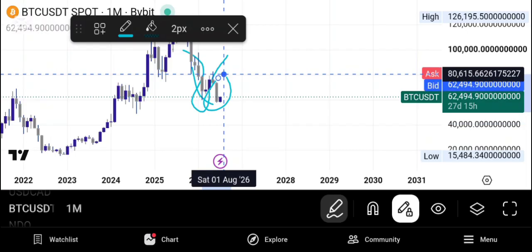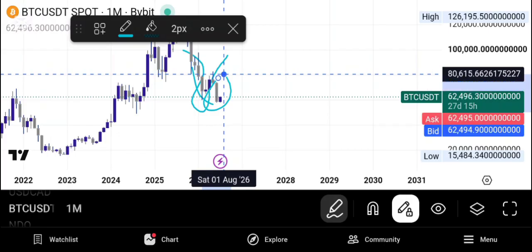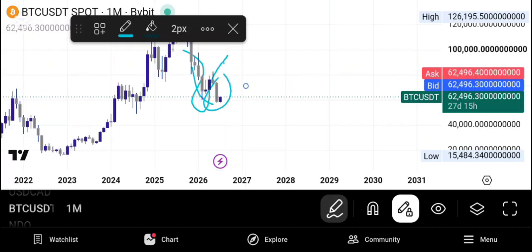But for us that we are traders, we cannot just fold our hands for a whole 12 months and not do anything. So what we are trying to do now is just to trade that reversal on the monthly time frame.